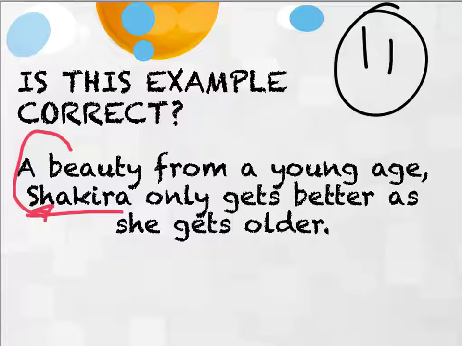All right, rule number 2, it usually starts with a or the. We've got a right there. Boom, rule number 2. Rule number 3, a comma must follow it. We've got a comma following it. Rule number 4, you should be able to take out the appositive phrase, and the sentence should make sense. Shakira only gets better as she gets older. Not only does that sound good, but it's absolutely true.